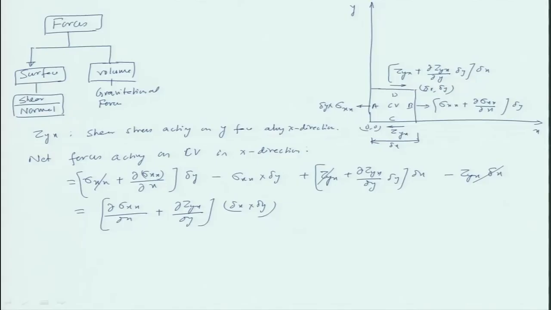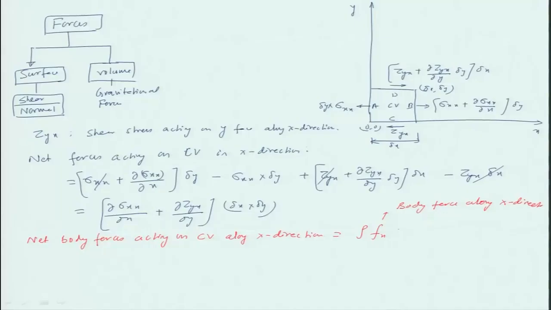And the net body forces which will be acting on the control volume along the x direction, body force meaning the gravitational force we are considering, would be nothing but rho f x. f x is the body force along the x direction.